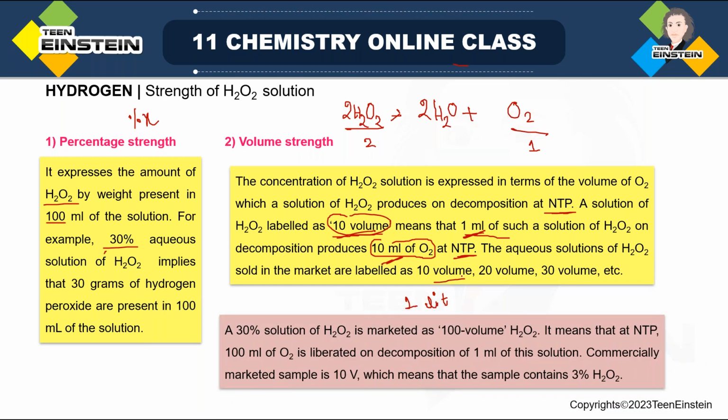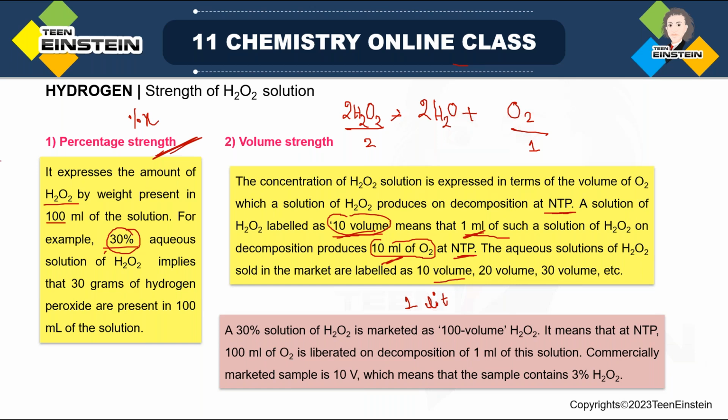Now, if we combine these two methods, what will happen? A 30% solution of H2O2 is marketed as 100 volume. So that means, when you express a solution in percentage strength, you say it is 30%, but this is also equal to 100 volume. That means these two are equal. But how are these two related, how can you convert it? We will see that.